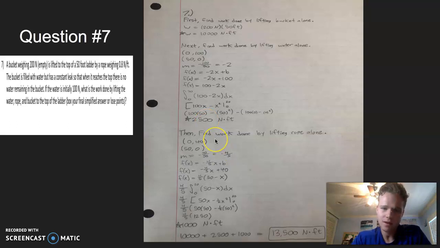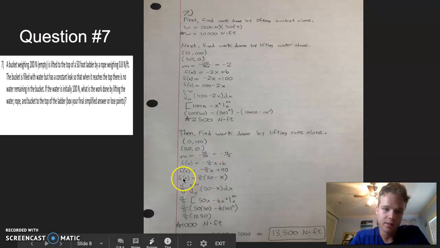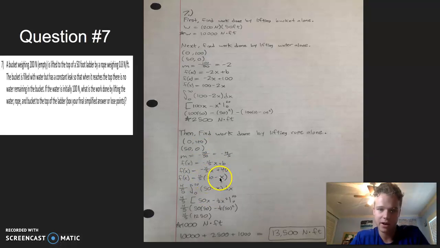water alone. After that, I found the work done for lifting the rope alone. So at 0 feet, the rope initially weighs 40 newtons. I got that by doing 0.8 newton per foot times 50 feet, which turns out to be 40. And then the same thing as before, it's a 50-foot ladder, so it's 50 feet for the other coordinate. And then the slope of that is negative 40 over 50, which is negative 4 over 5. So I plugged that into the slope-intercept equation and got negative 4 over 5 x plus 40. 40 is the y-intercept. Or I simplified it down to 4 over 5 times 50 minus x, because then I could bring the 4 over 5 out of the integral in the next step.